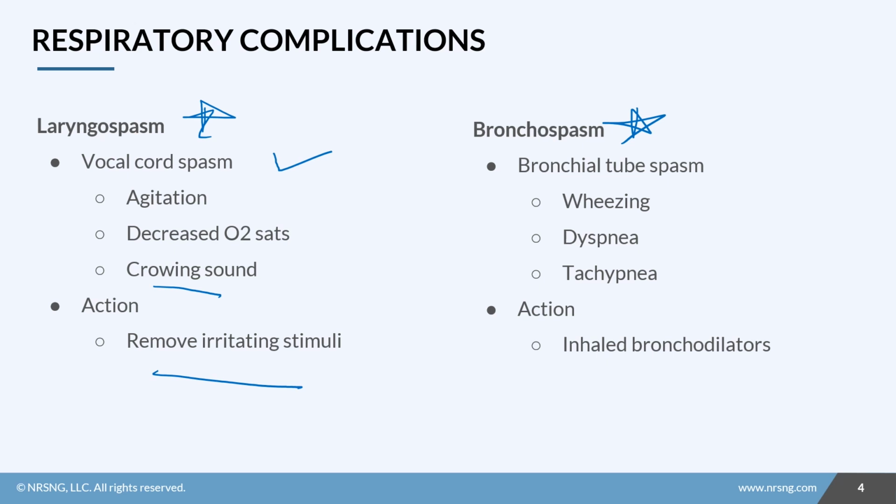Also, hyperextend the patient's neck, provide oxygen, and notify anesthesia because the patient may need medicated and possibly re-intubated as a last resort. Now, bronchospasms are also common, where the bronchial tubes are spasming, which can cause wheezing and difficulty breathing. The first choice of therapy for this issue is inhaled bronchodilators.